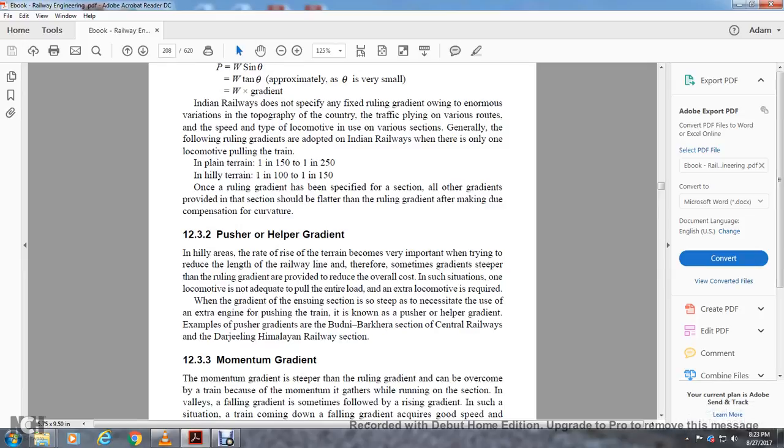12.3.2. The pusher and the helper gradient. In a hilly area, the rate of rise of the train becomes very important, while trying to reduce the length of the railway line. Therefore, sometimes a gradient steeper than the ruling gradient is provided to reduce overall costs. In such a situation, when the locomotive is not adequate to pull the entire load, an extra locomotive is required when the gradient in the section is steep. The engine used for pushing the train is known as a pusher or helper engine. For example, the pusher gradient of the Budni-Barkhera section of the Central Railway aids the journey on this heavy railway section.